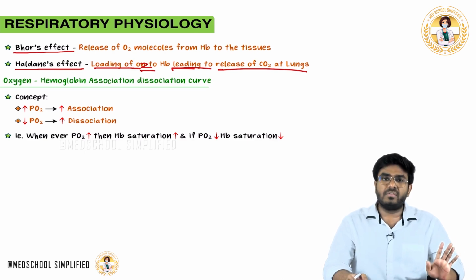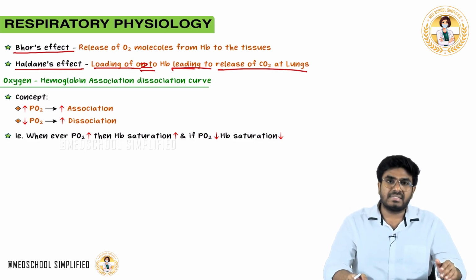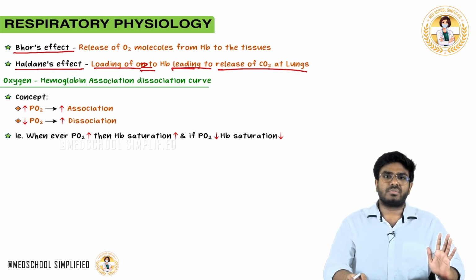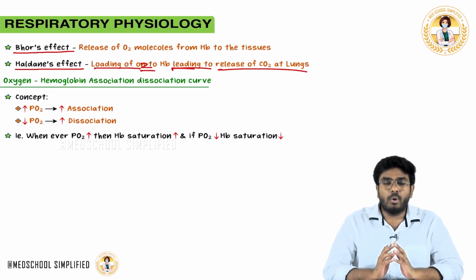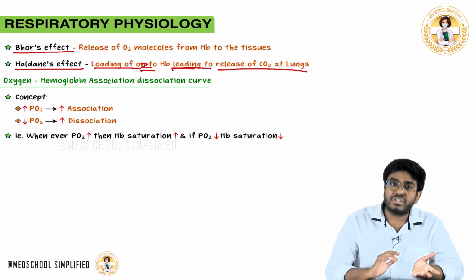So in this video we have discussed how oxygen is transported to the tissues. In the next video we will discuss the oxygen hemoglobin association dissociation curves.